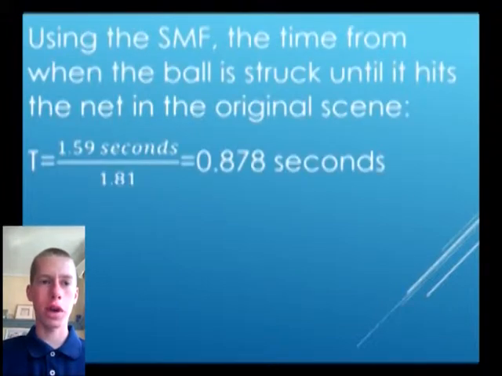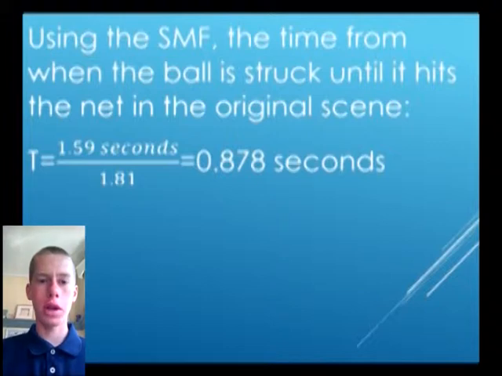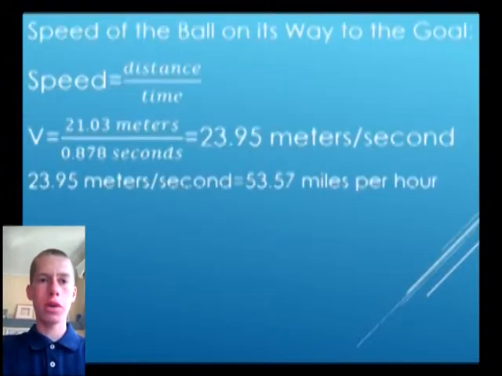Using the slow motion factor, the actual time elapsed from when the ball is struck until it hits the net in the original scene is 0.878 seconds. Now, knowing both the distance that the ball traveled to hit the net and the time that the ball took to travel that distance, we can determine the speed of the ball on its way to the goal. This speed comes out to be 23.95 meters per second, which equals 53.57 miles per hour.